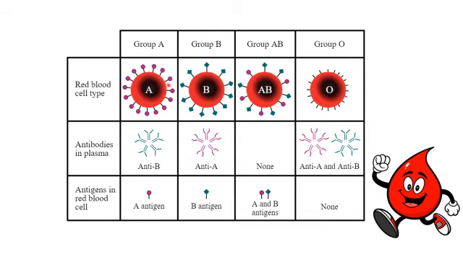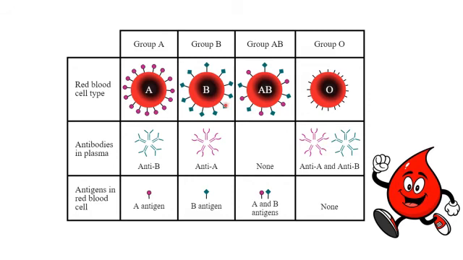So every blood type has what we call antibodies, which are located in the plasma of our blood, and also antigens, which are located in the red blood cells. Those attached on the red blood cells of the different blood types are the antigens. If you're a blood type A person, your antibody is anti-B and your antigen is antigen A.